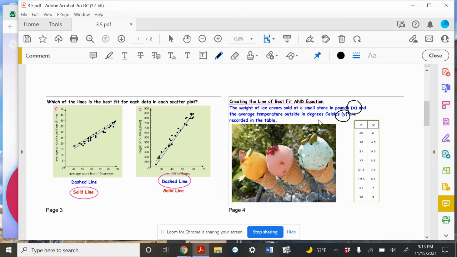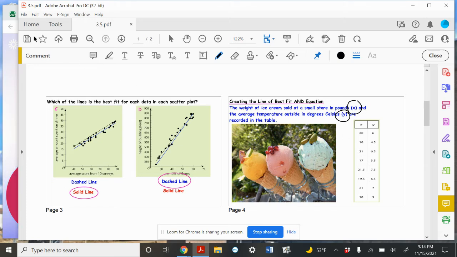What this data is telling me is that we sold 20 pounds of ice cream when it was 6 degrees Celsius, 18 pounds of ice cream when it was 4.5 degrees Celsius, 21 pounds of ice cream when it was 6.5 degrees Celsius. Now, in Celsius, 0 is 32 Fahrenheit. Once we start getting up to 6, that becomes fairly warm, so we start selling a lot more. Once it was 7.5 degrees Celsius, we were selling the most ice cream at 21.5 pounds.